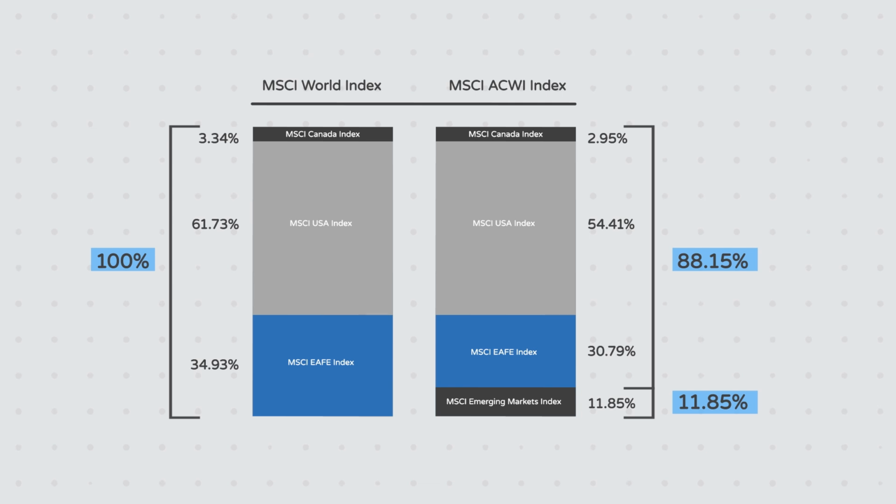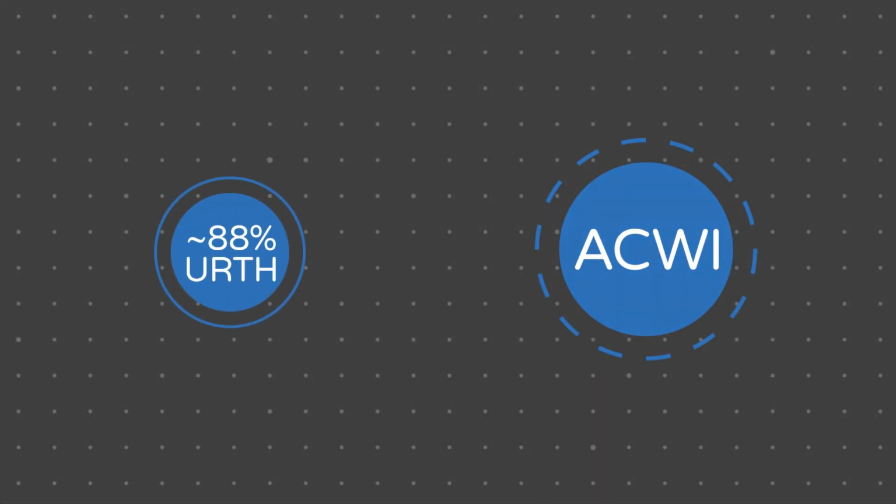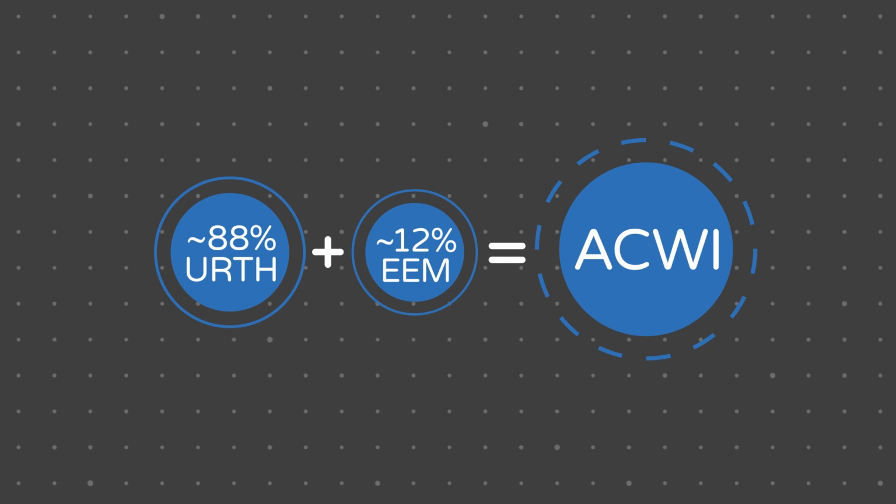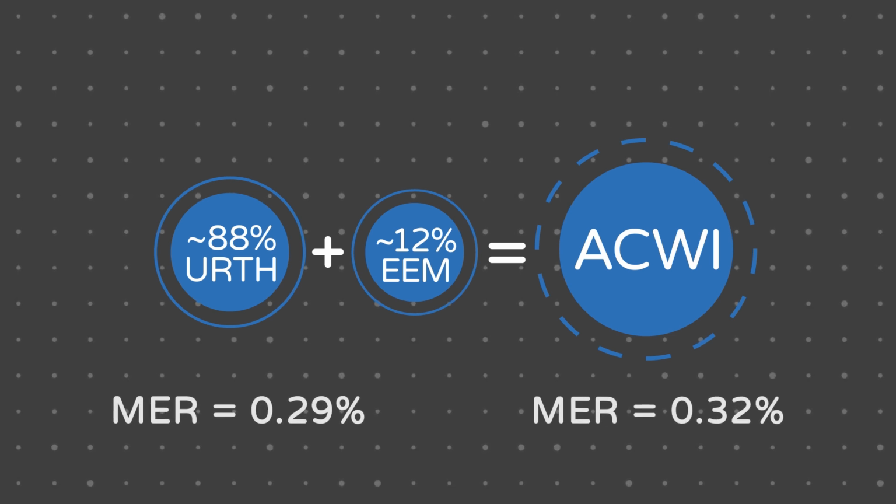There is another way to gain the same exposure to the MSCI ACWI Index. You could invest 88% of your portfolio in the iShares MSCI World ETF, URTH, and the remaining 12% in the iShares MSCI Emerging Markets ETF, EEM. We've covered both of these funds in past videos. However, for the added complication, you'd only save about 0.03% per year in product costs.